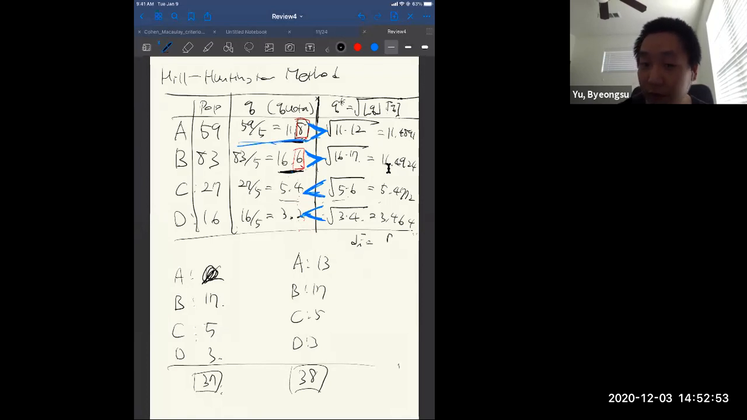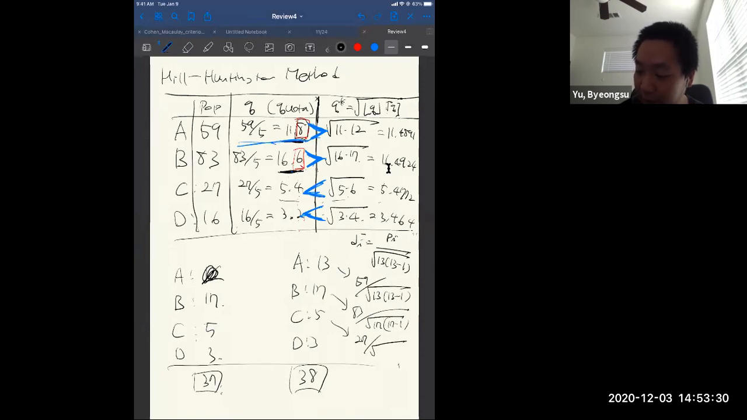Di minus is your population over the square root of what you already distributed times that number minus 1, right? So in case of A, it should be 59 over square root of 13 times 13 minus 1. In case of B, with 17, it is 83 over square root of 17 times 17 minus 1. In case of C, it should be 27 over square root of 5 times 5 minus 1. And in case of D, it should be 16 over square root of 3 times 3 minus 1, right?